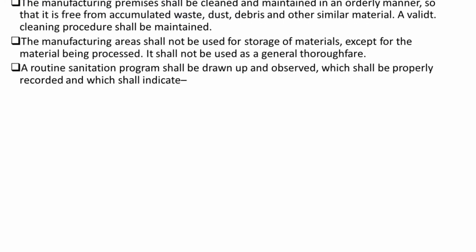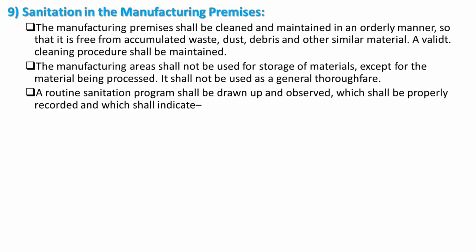Next, sanitation in the manufacturing premises. The manufacturing premises shall be clean and maintained in an orderly manner so that it is free from accumulated waste, dust, debris, and other similar material. A validated cleaning procedure shall be maintained. The manufacturing area shall not be used for storage of materials except for the material being processed. It shall not be used as a general thoroughfare.